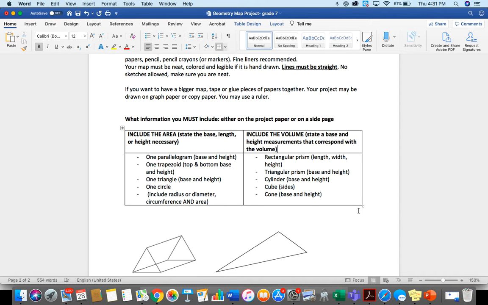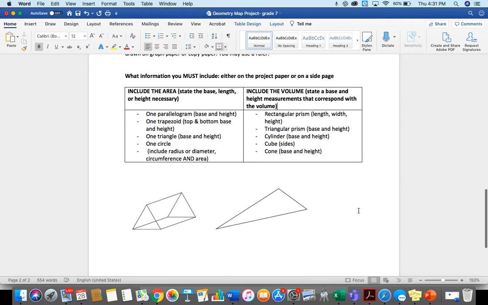Or you could do it double-sided and just make sure that you have a picture of both sides or that you scan both sides. I also included that your project may be drawn on graph paper or copy paper. You may use a ruler. In fact, it is encouraged that you use a ruler. If you do not have a ruler, make sure you use a straight surface like the edge of a book or a piece of paper.